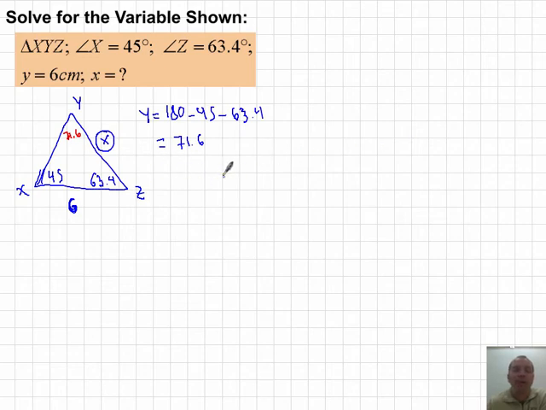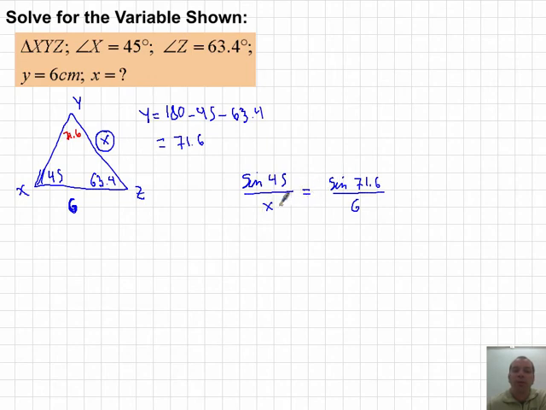Therefore, now I can set up my proportion. So sine of 45 divided by x, that's across from x, right? Is equal to sine of 71.6. I'm going to use the 71.6 because I have something that's across. I'm not going to use this one because I've got nothing across there. Sine of 71.6 divided by 6. There's my proportion.